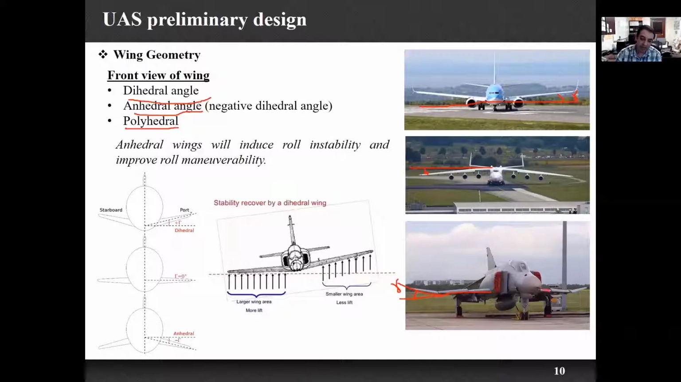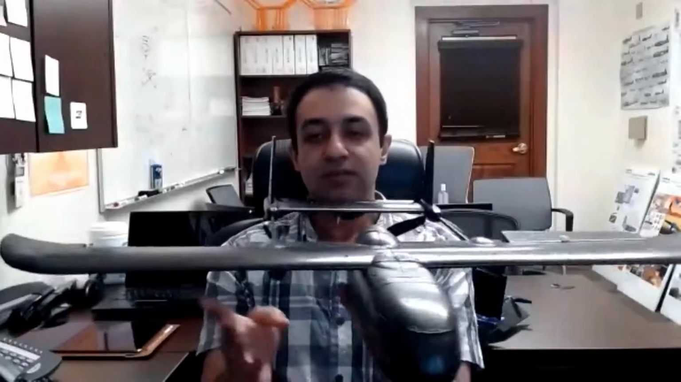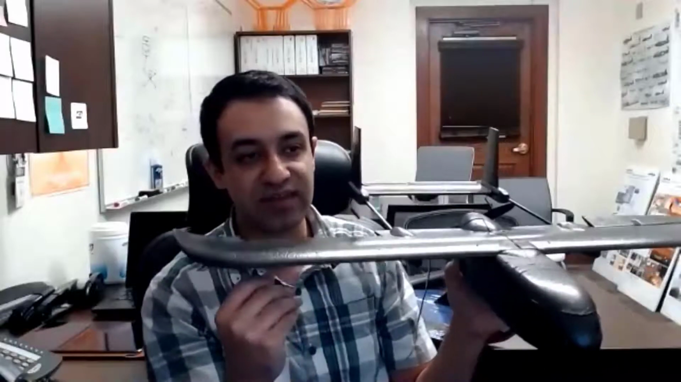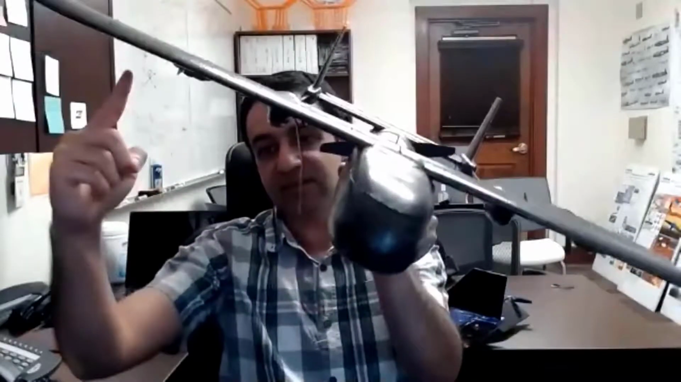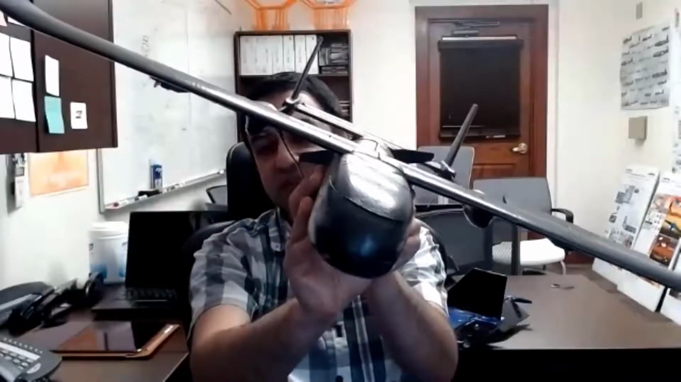So what is the main reason for having this angle in the wing of the airplane? I want to show you, as an example, this airplane that we have here. Imagine that this airplane has a dihedral angle. If a wind disturbance hits this airplane, what would happen? If I have a side wind effect here, the airplane will be tilted, right? It will be tilted like this or like this.